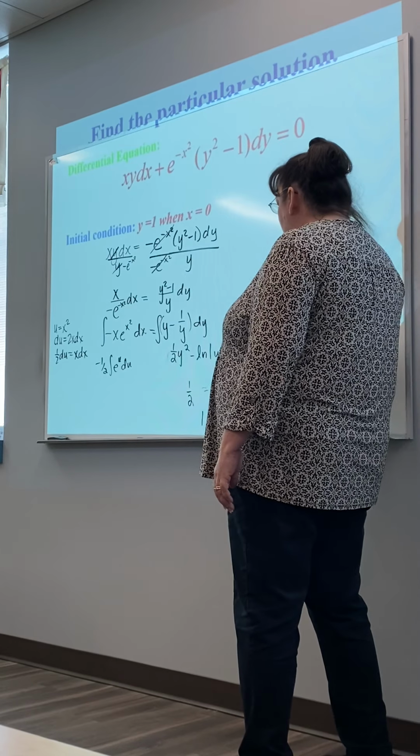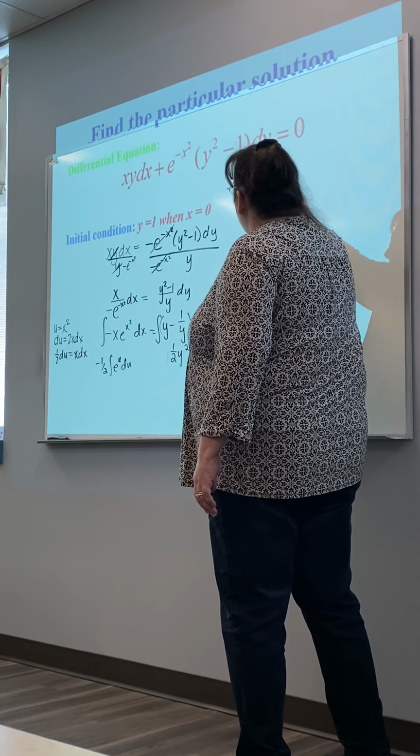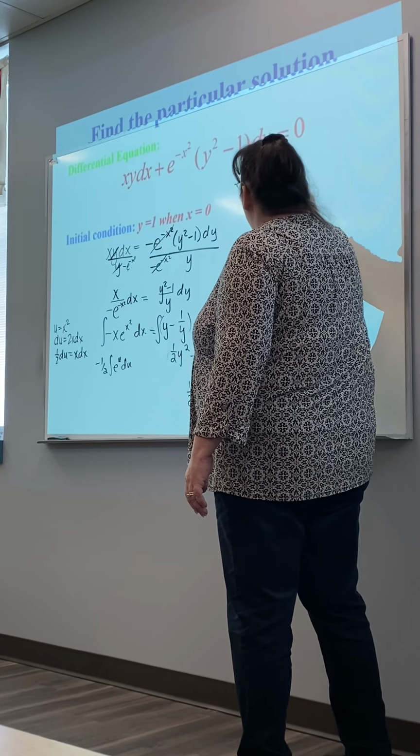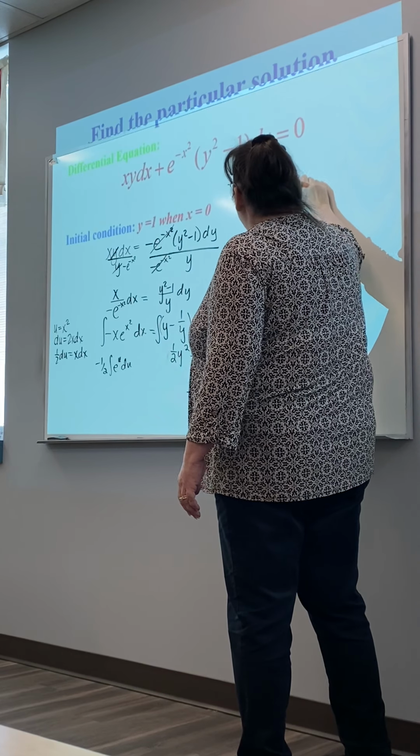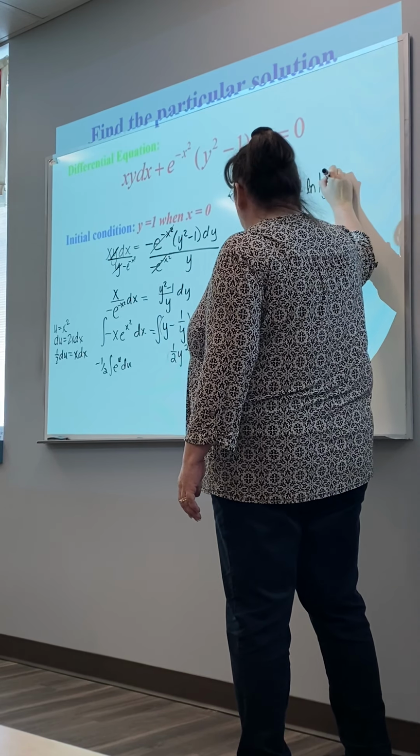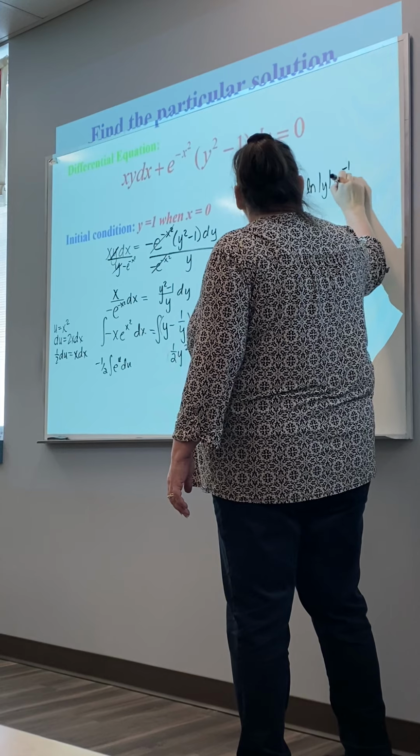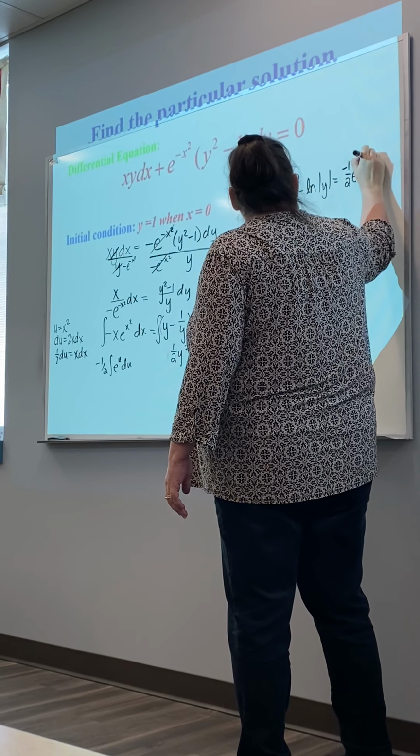So then I'm gonna go right back to where I was and substitute in the c value. So 1/2 y squared minus natural log of the absolute value of y equals negative 1/2 e to the x squared plus 1.